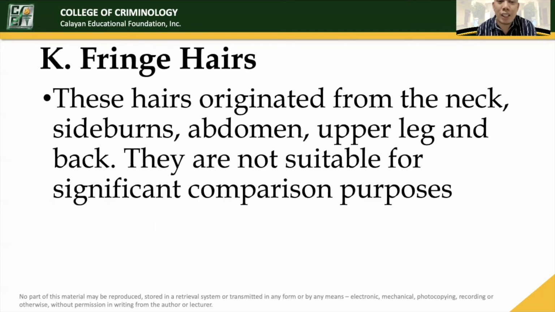So another is fringe hair. These are hairs coming from the neck, sideburns, abdomen, upper leg, and back. You may be able to get evidence like that, but it will be difficult to compare since fringe hairs do not have many identifying marks. So it is noted that it is not suitable for significant comparison purposes. Unlike head hair, the hair on our head.